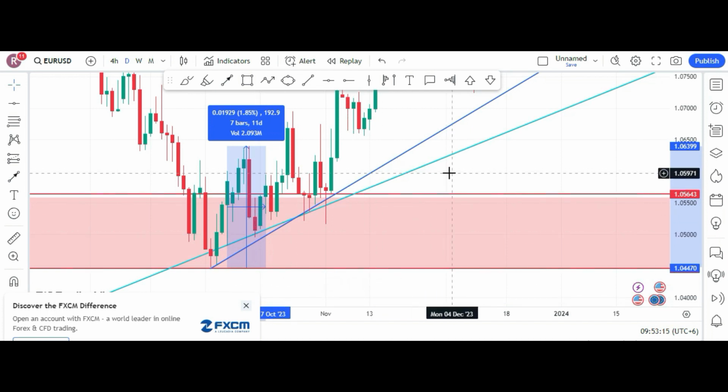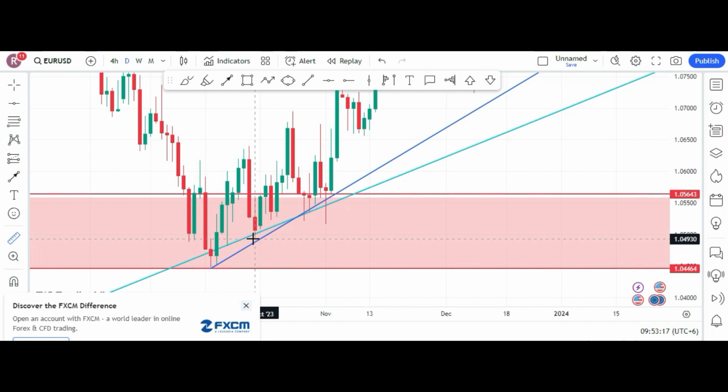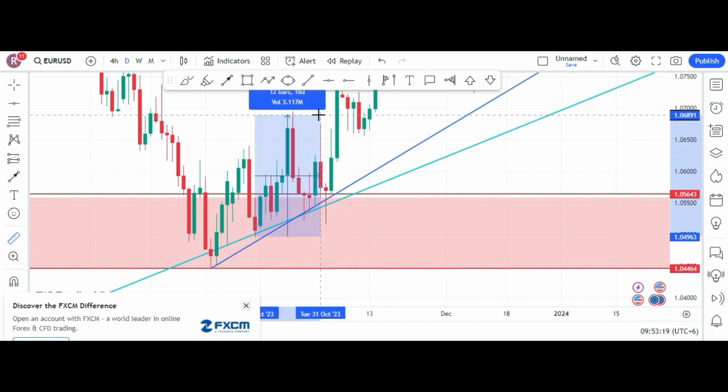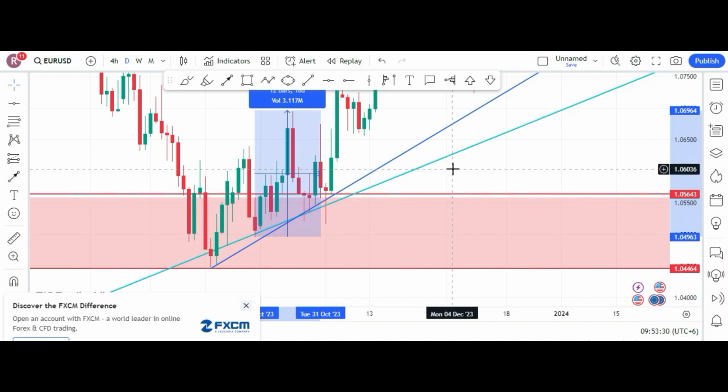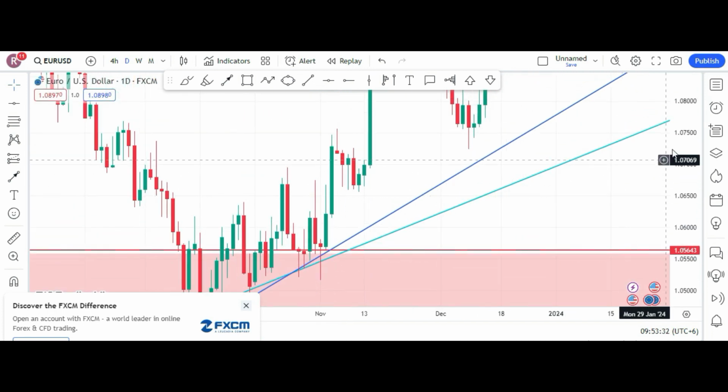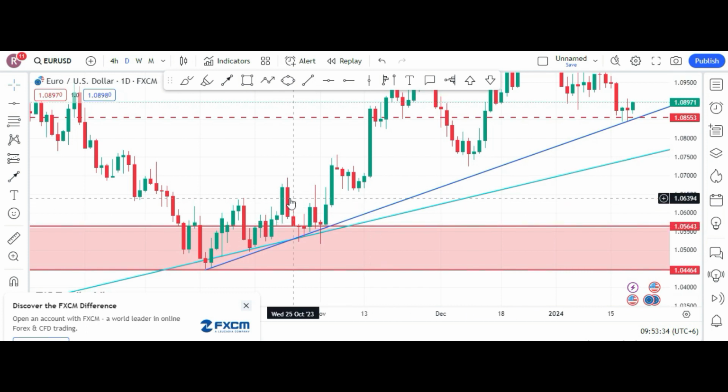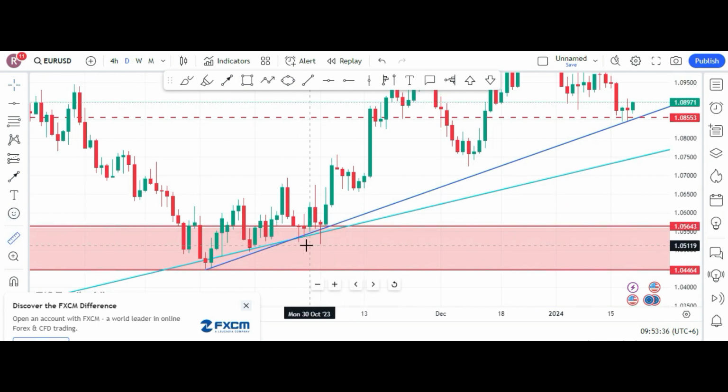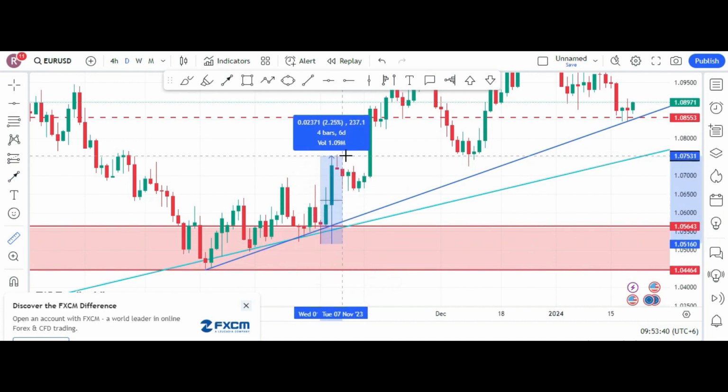Again, it moved up from here to here. It almost retraced more than 75%. Okay, so all the time you have to see if it is breaking the previous trend. Then it moved up from here to here, and it never even reached the 50%.